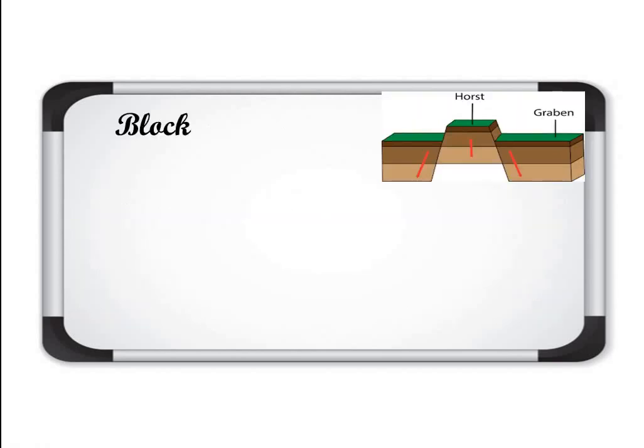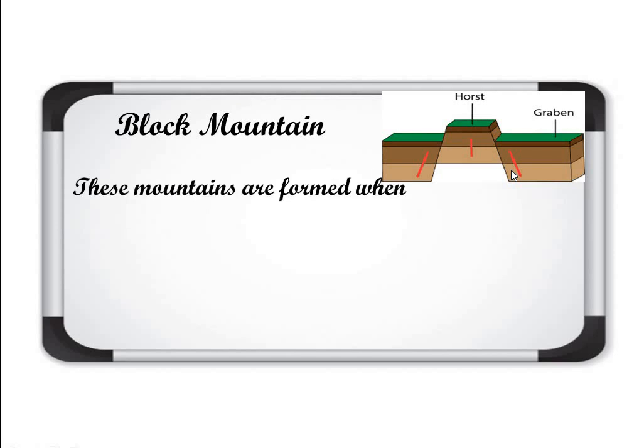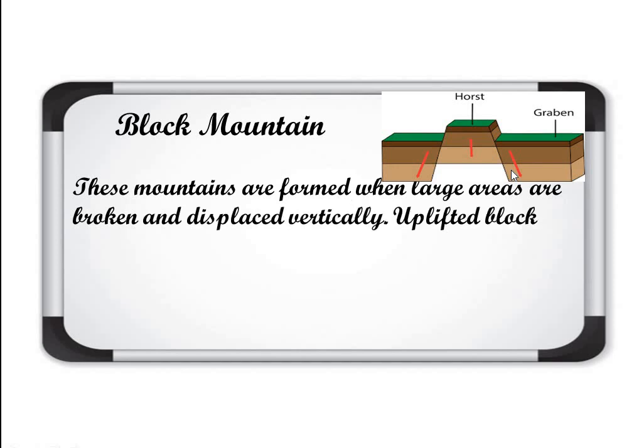Now the next one is block mountain. Here you can see the block mountain. The different blocks are given. So we'll discuss how these block mountains are formed, along with examples. These mountains are formed when large areas are broken and displaced vertically.